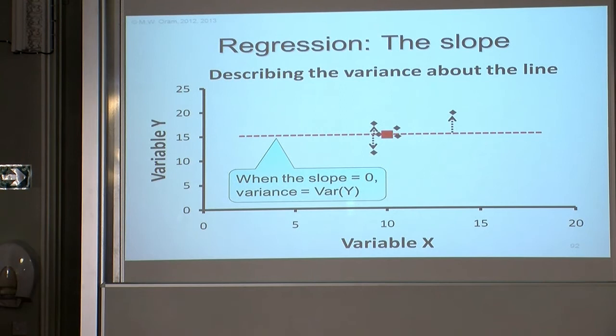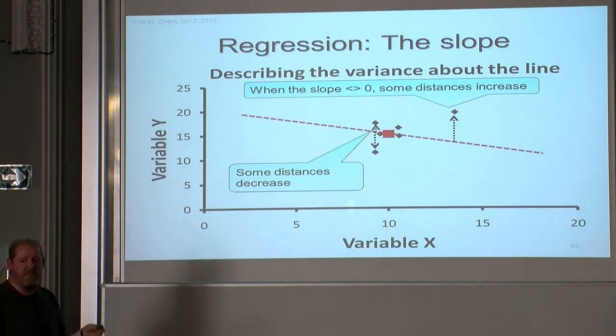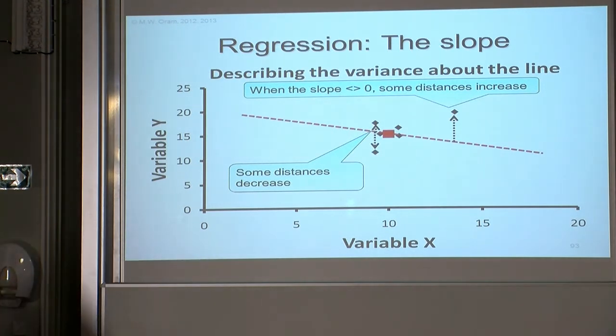Here are 3 data points and the distance from the line to those data points. That's when the slope is 0. We can change the slope. In this case, the distance has increased. This one has decreased and this one has increased. So all we're going to do is take these distances, square them so that they are all positive values, and add them up.